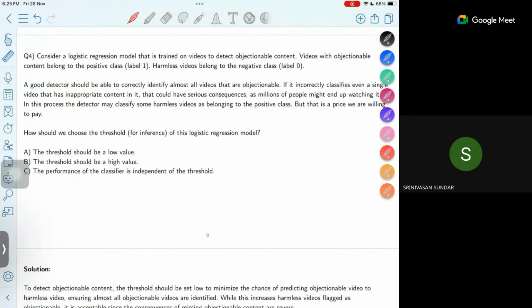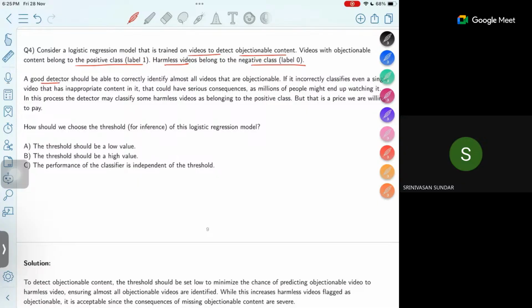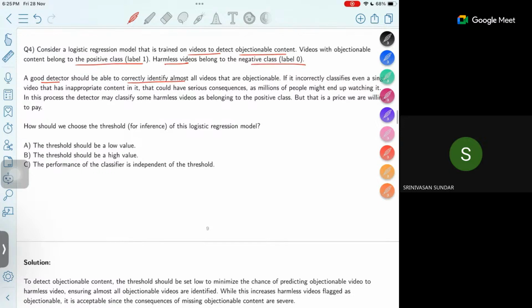Okay. So now consider a logistic regression model that is trained on videos to detect objectionable content. Videos with objectionable content belong to the positive class, so this is label 1. Harmless videos belong to the negative class, label 0. A good detector should be able to correctly identify almost all videos that are objectionable. Okay, so this is a key point.